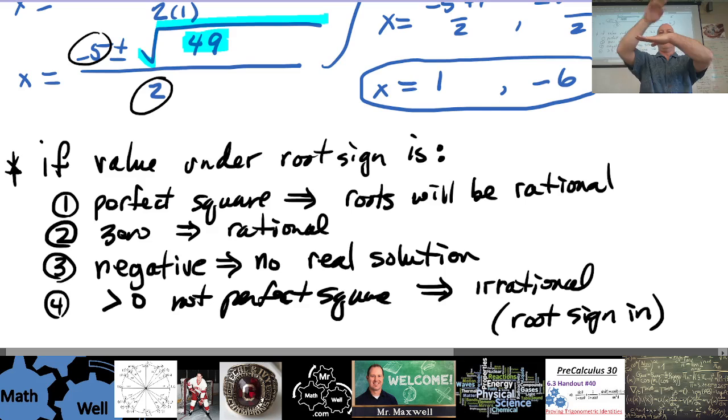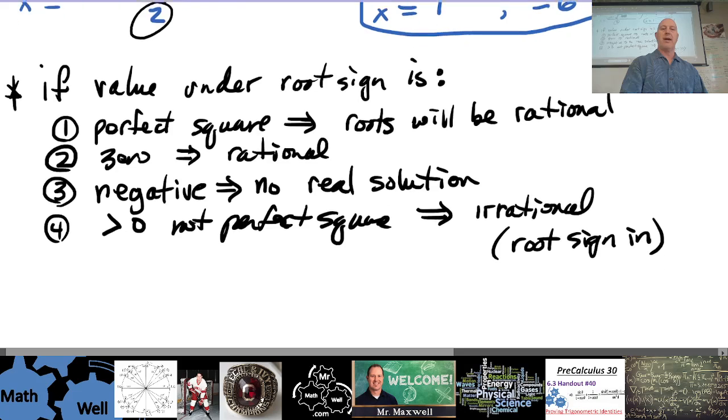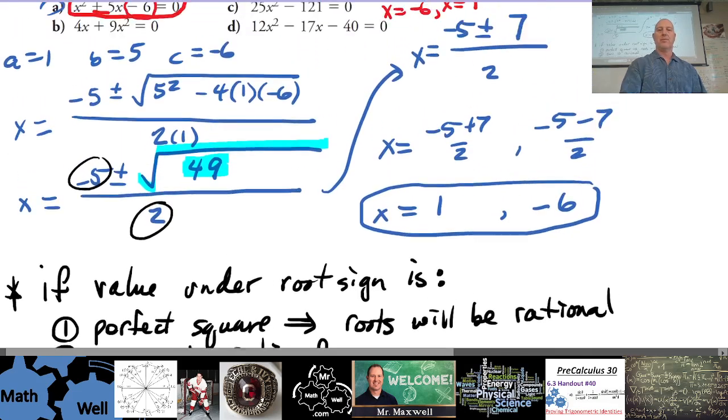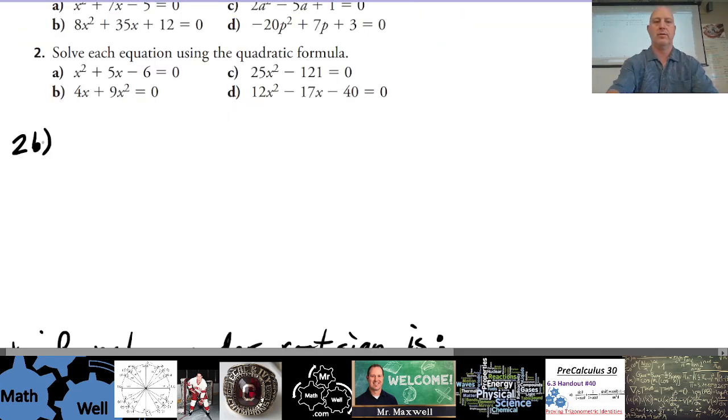It means that the parabola, here's the x-axis, is way up here and doesn't touch it. Or it's down here, opens down, and doesn't touch it. That's what it means. So the math will tell you kind of what the graph looks like and what the nature of the solutions are. Okay, so for 2b, let's do that one.